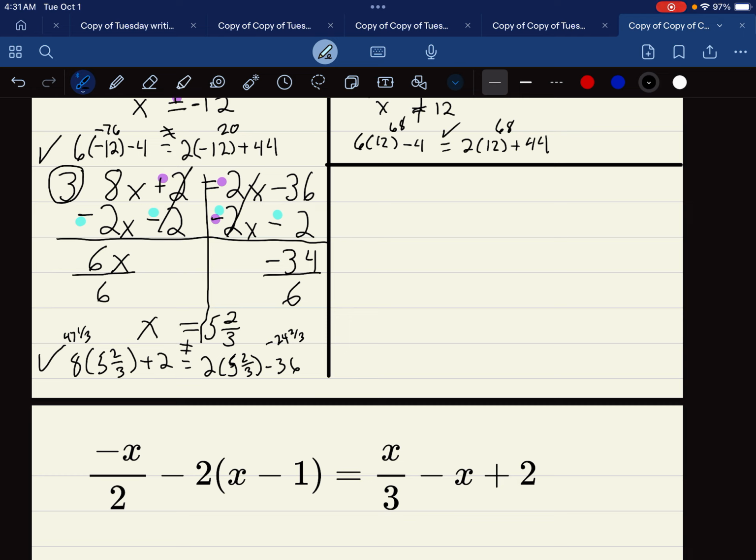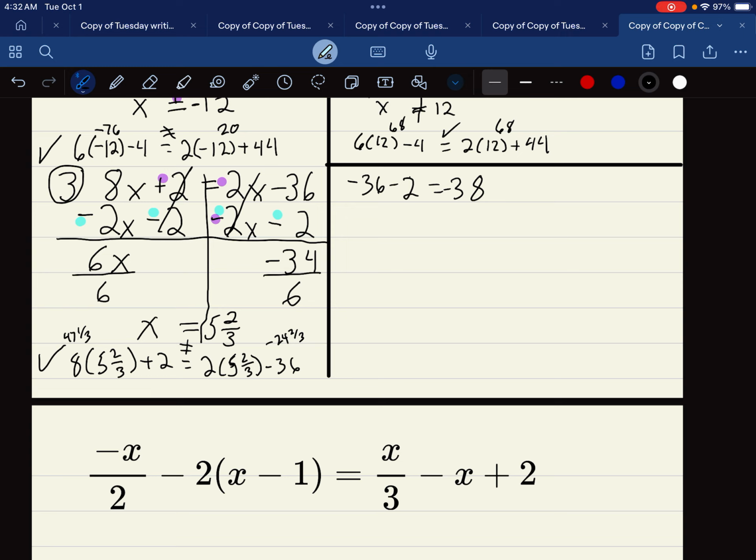Negative 36 minus 2 is not negative 34. This should have been a negative 38. So that's where we went wrong. Negative 36 minus 2 equals negative 38.